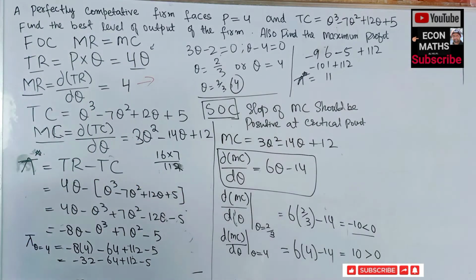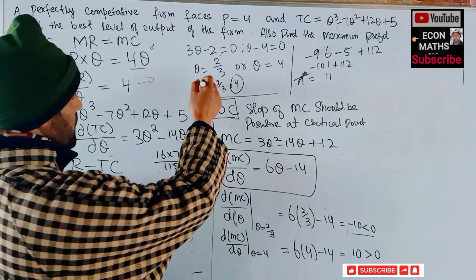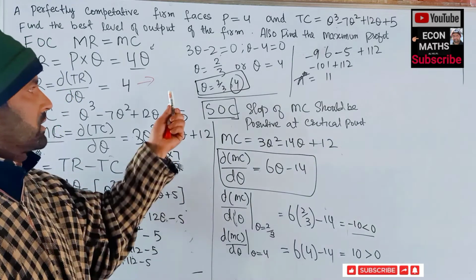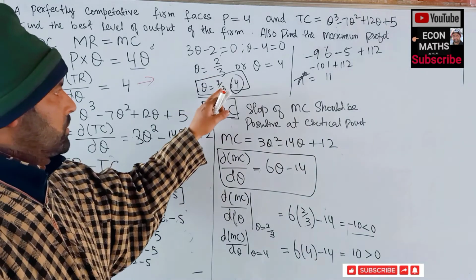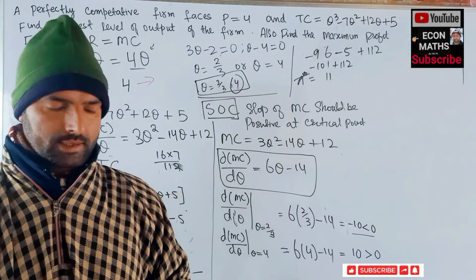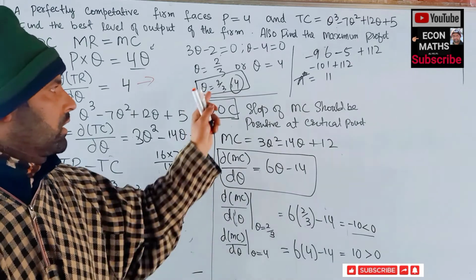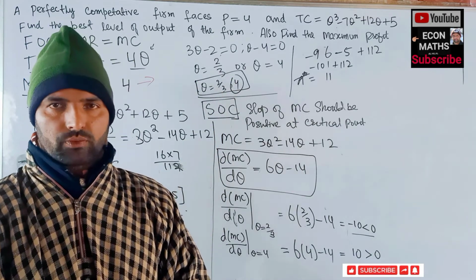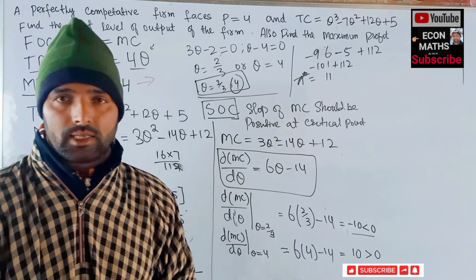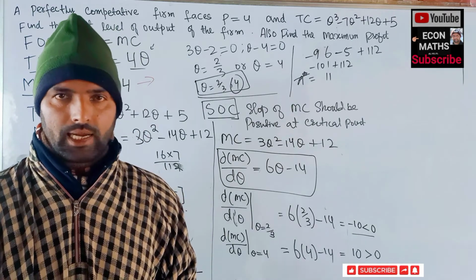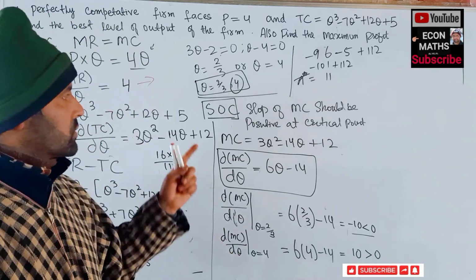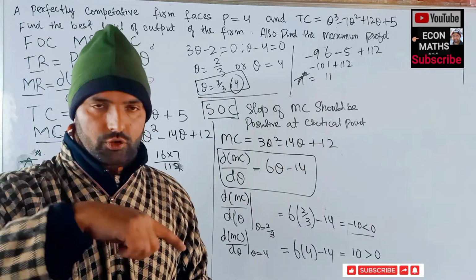We get two values of q at the equilibrium where marginal revenue is equal to marginal cost: q is equal to 2/3 and 4. So only one of the two values will maximize the profit. Which of these two values will maximize profit? For that we use the second order condition. The second order condition tells us that at a point where marginal revenue and marginal cost intersect, the slope of the marginal cost should be positive, or marginal cost should be rising.